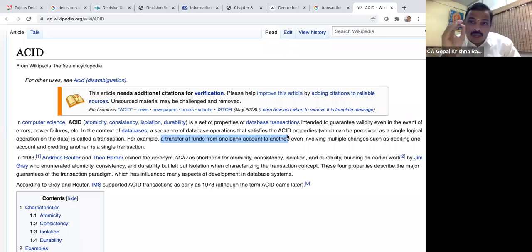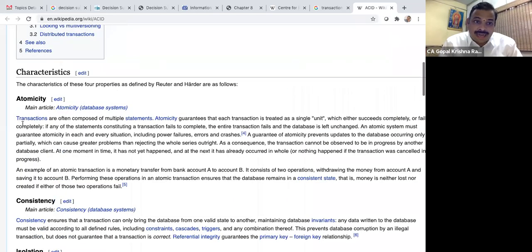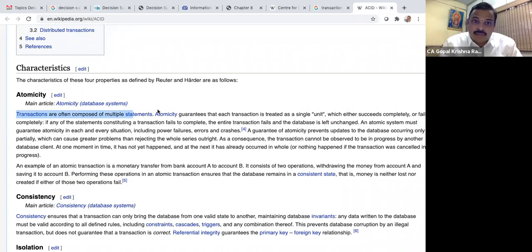Right. So, atomicity, consistency, isolation, durability. Let me give you an example. Atomicity means what? Please see here. Transactions are often composed of multiple statements. Atomicity guarantees that each transaction is treated as a single unit. So it will not do multiple transactions at a time. Atomicity means one at a time.